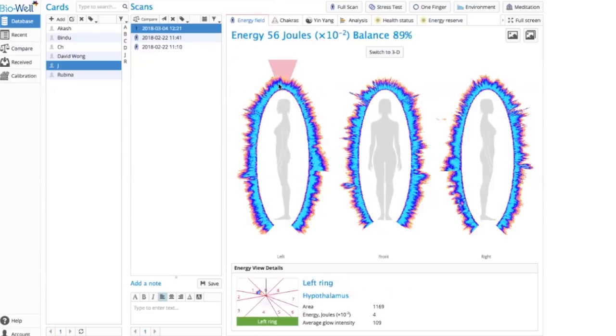So you can see it shows you the energy in joules, and it shows you the balance, and it shows you what the aura field looks like. In the places where there's a gap, that means it's weak, and in places where it is bigger, that means it's got more energy coming out of there. And ideally, you want to have a very even, balanced, and full energy field.